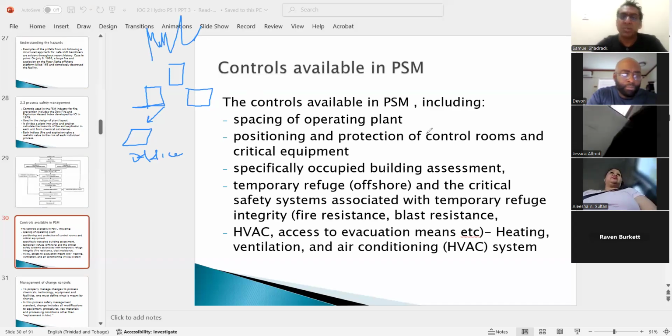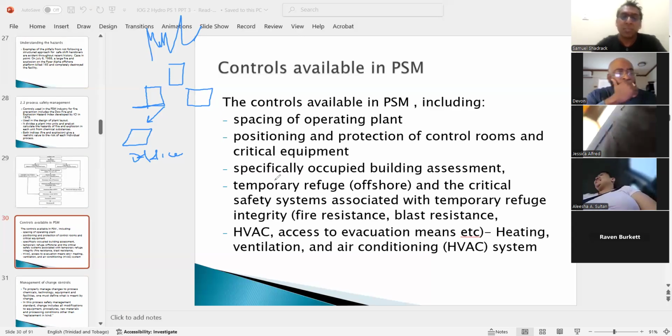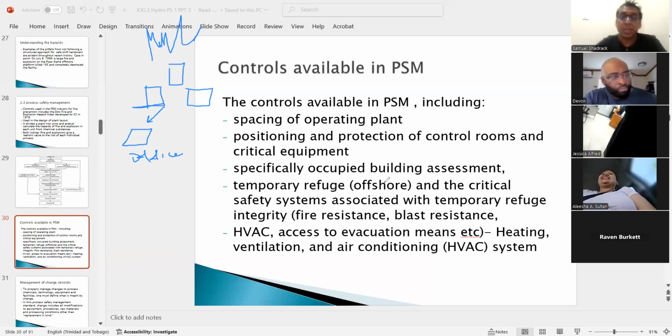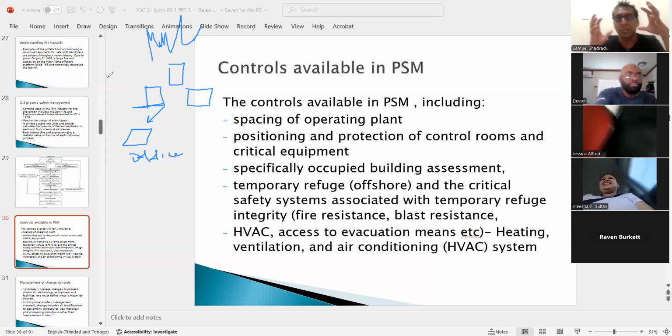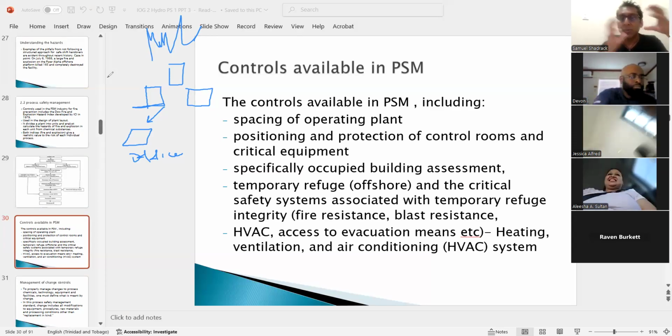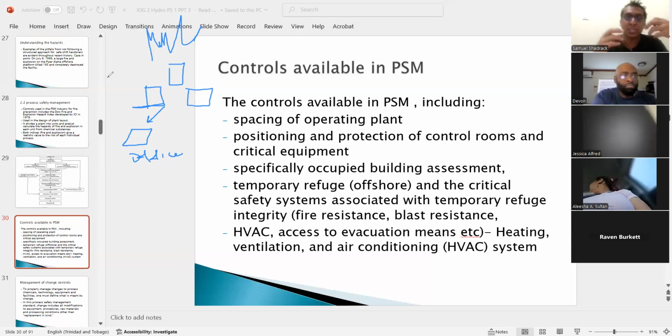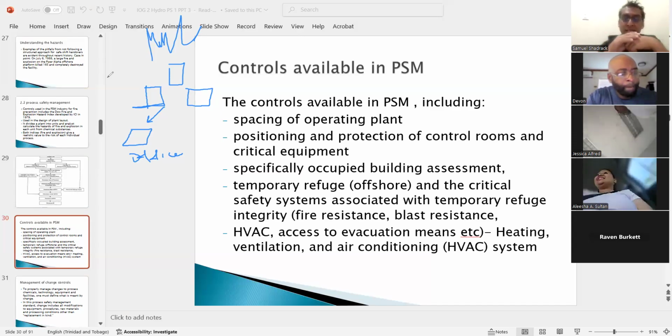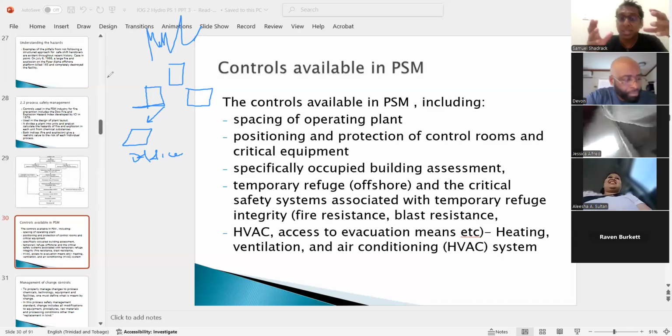Positioning and protection of control rooms and critical equipment, specifically occupied building assessment. So each one has their own sort of risk assessment, temporary refuge offshore, and the critical safety systems associated with temporary refuge: integrity, fire resistance, blast resistance, right? So in the offshore industry, some of us would know you have those refuge areas that would have been designed in such a way as to withstand a fire and explosion for a certain time.